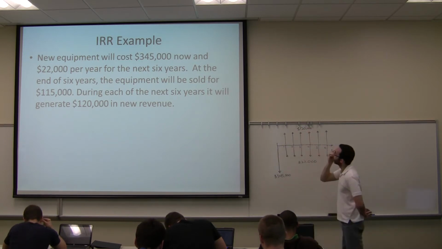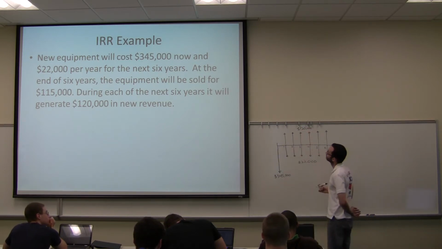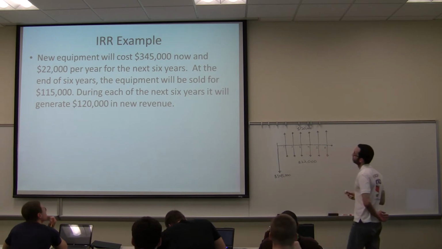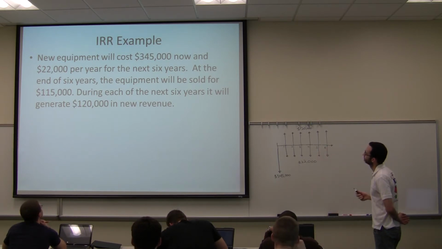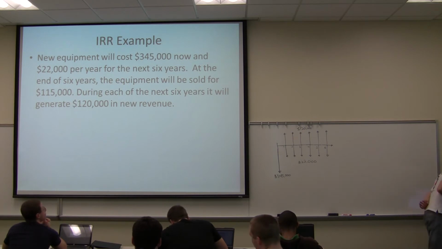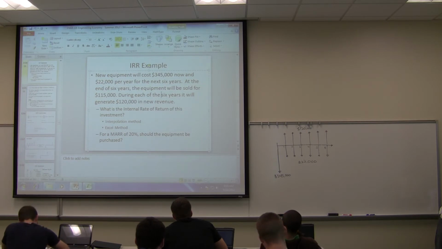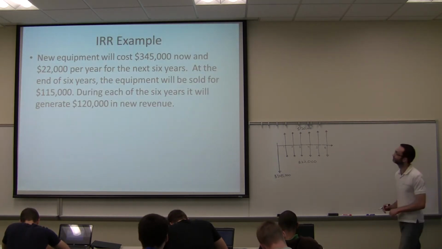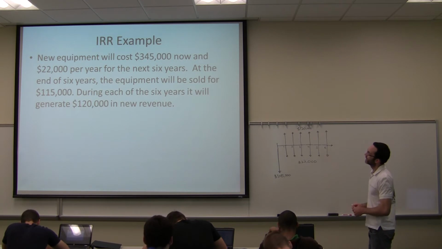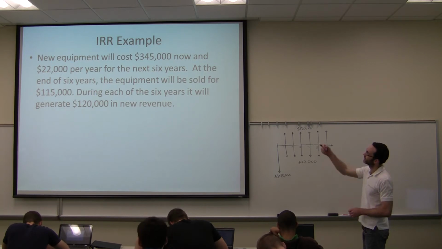It says next, after that, so it'd be 12 years. Yeah, I think that's worded wrong. In each of the 6 years. That's right. Because it won't be able to generate revenue after it's been sold. Well, I didn't say that it's being sold. It does. It says at the end of 6 years, it's being sold.